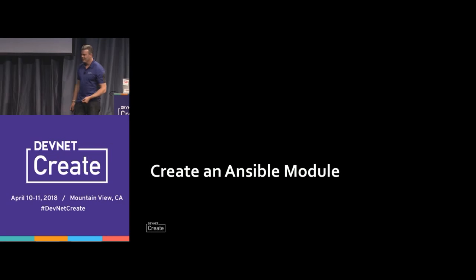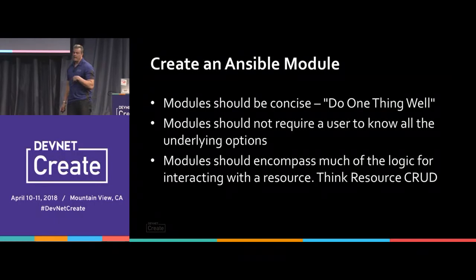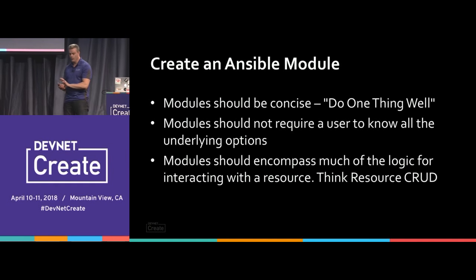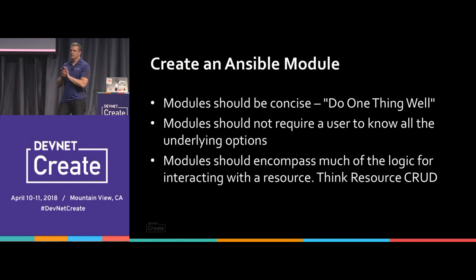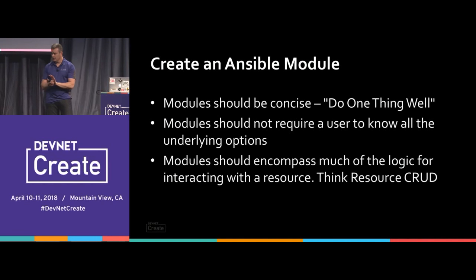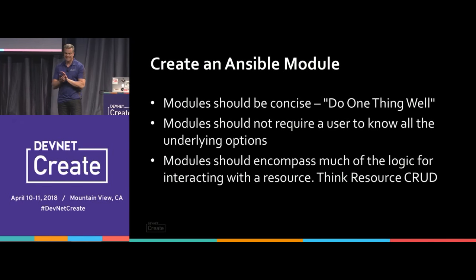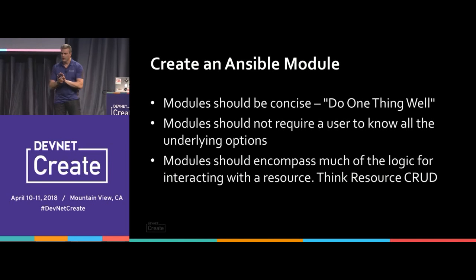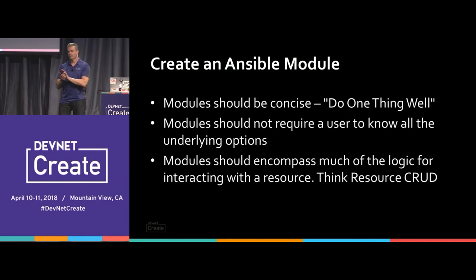All right. So create an Ansible module. Creating an Ansible module. Now, an Ansible module is that piece of code that, in this case, I've said Python, but you can create anything, but it's that piece of Python code that does or should do, and this is a suggestion from Ansible, one thing well. It should be concise, right? Do one thing well. Turn a thing on, turn a thing off. Add an attribute, remove an attribute. Whatever that thing is, it should do that one thing well.